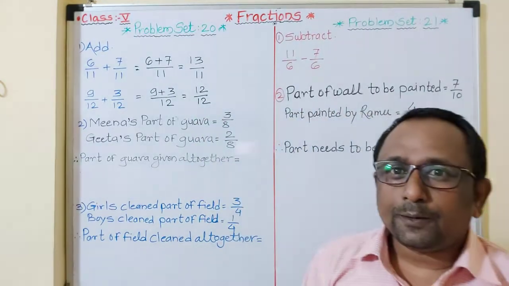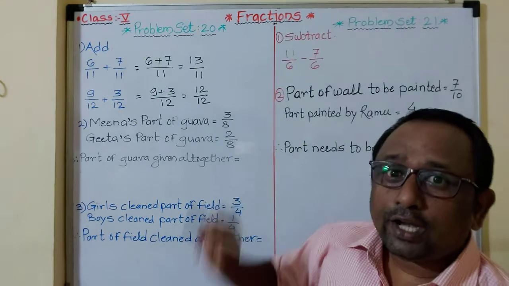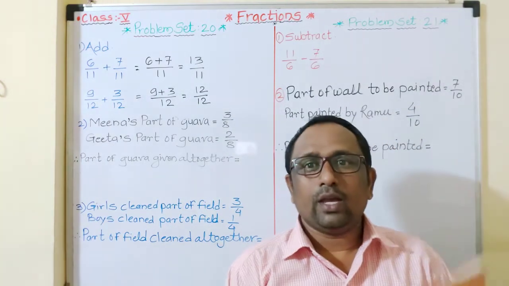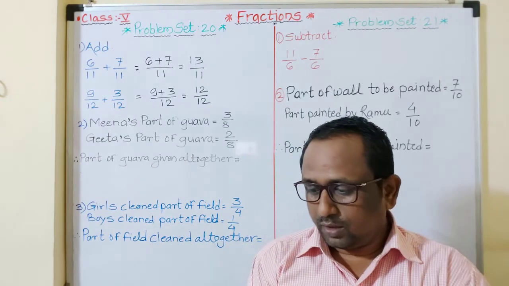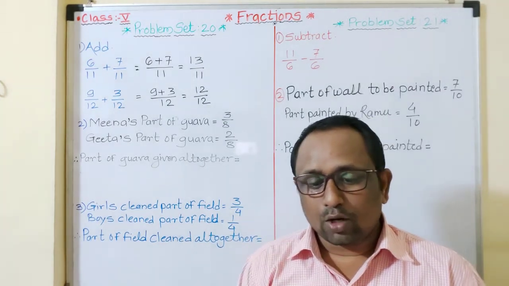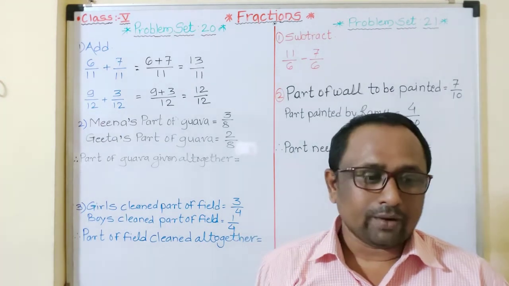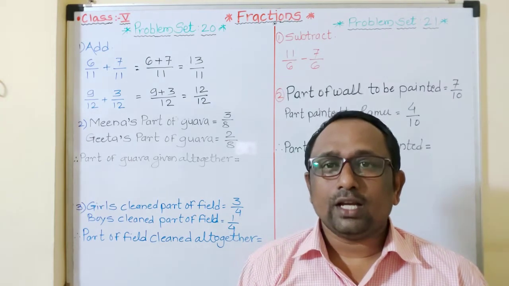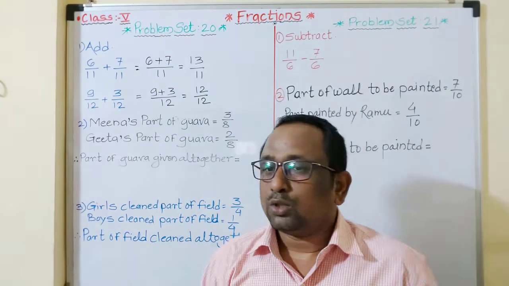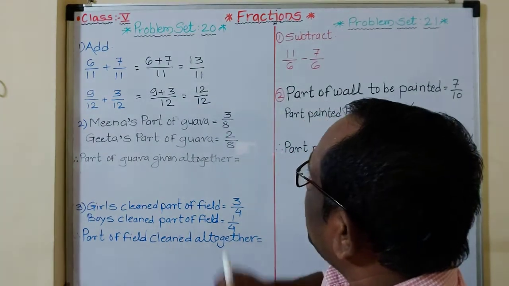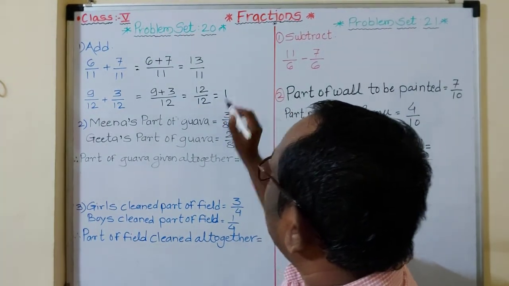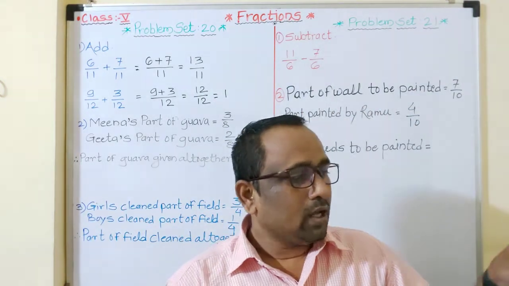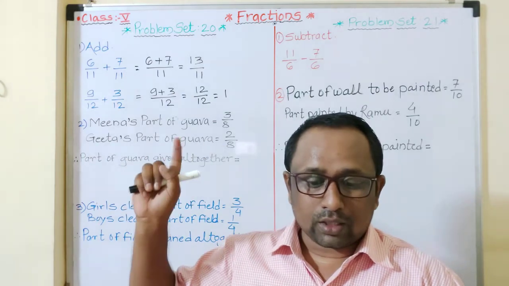If you see, students, in this answer both numerator and denominator are same, 12, 12. Now there is one rule in your book on page number 27: if the numerator and denominator of a fraction are equal, the fraction is equal to 1. So here 12, 12, this fraction is equal to 1. So the final answer is 1.